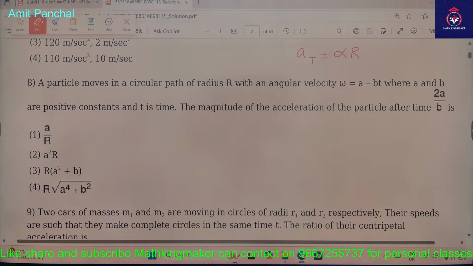This paper is very lengthy. Okay, sir. Almost last year.